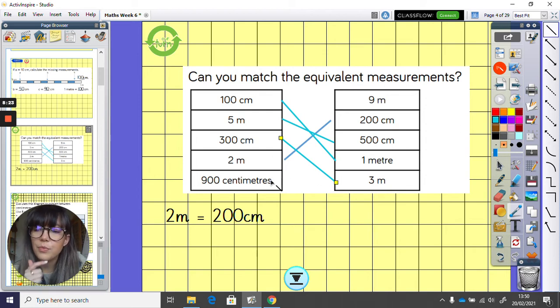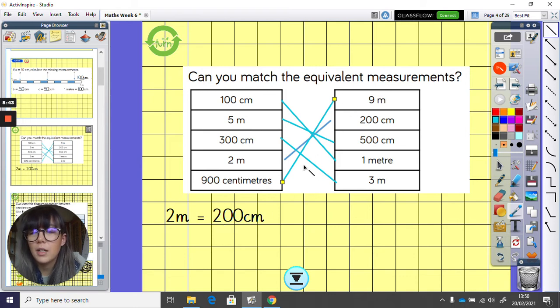It's the last one. This one is written centimetres out in full. Okay, it's just doing it to trick you. It's exactly the same as this little bit here. 900 centimetres, it's a tricky word. 900 centimetres is therefore going to be equal to 9 metres.